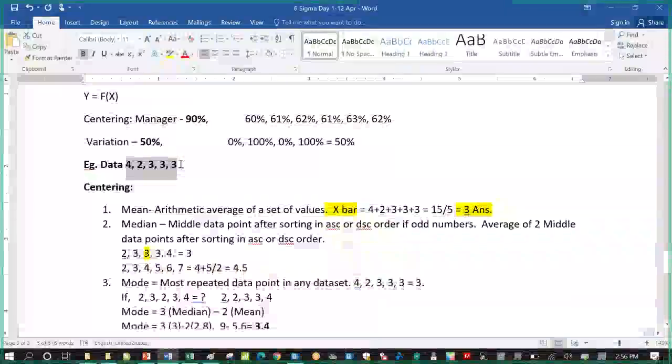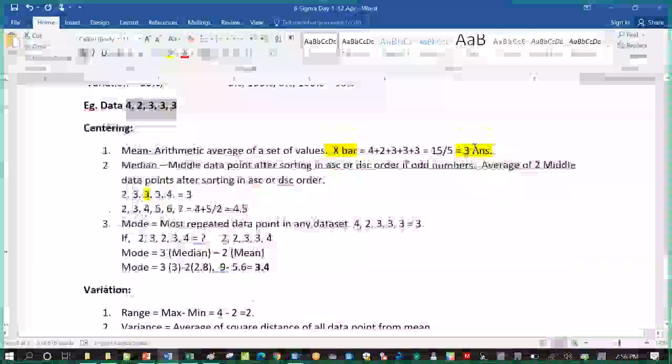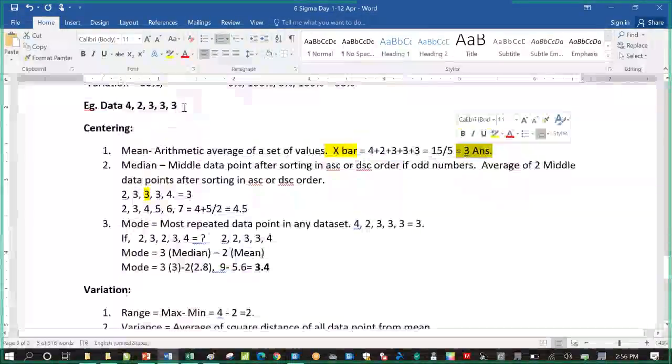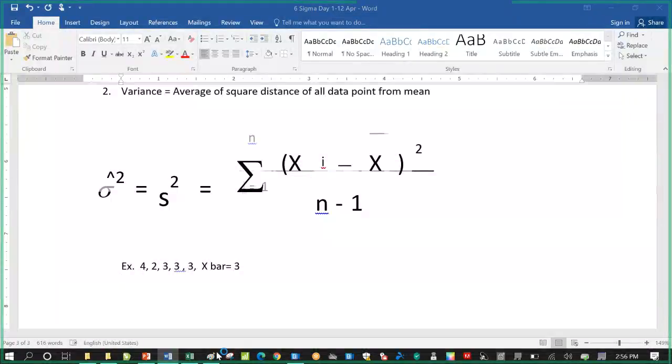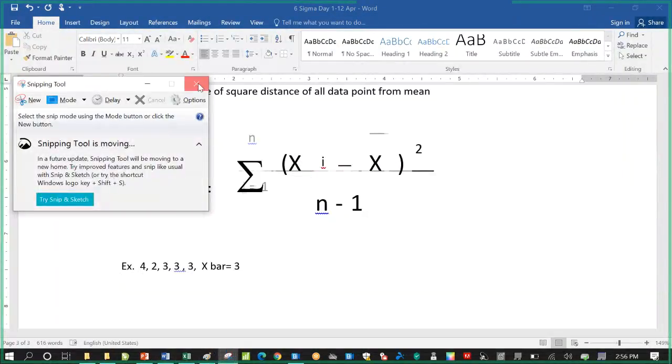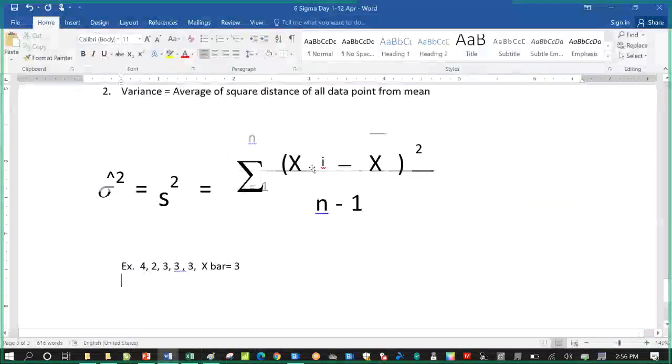So I'm giving the same example here for calculating variance. Let's say our mean was 3 and data was this. How do we calculate variance? That example we will do now. Looking at this formula, it looks quite complicated. It's not. It is the same as what I have written here: sum of (x bar minus x1) whole square by n minus 1.